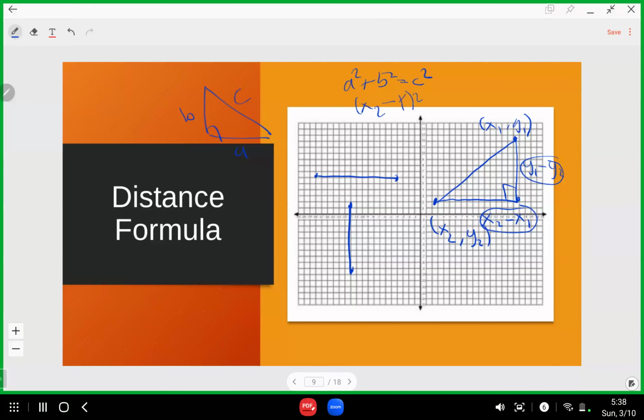It's gonna look like this. Okay, and that's equal to c squared. In this case, it's d. And you take the square root, that's gonna actually equal d.